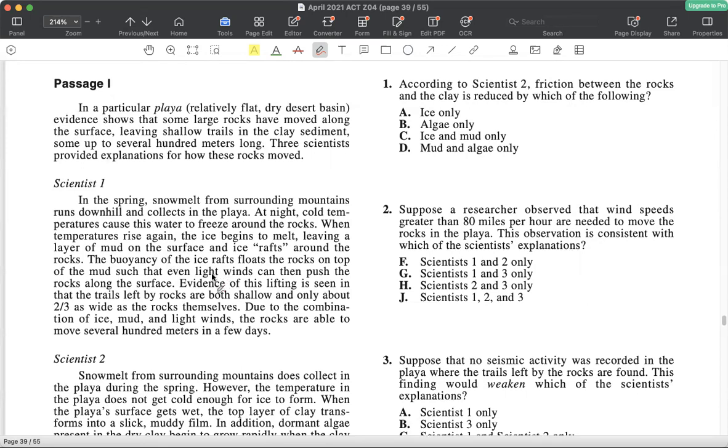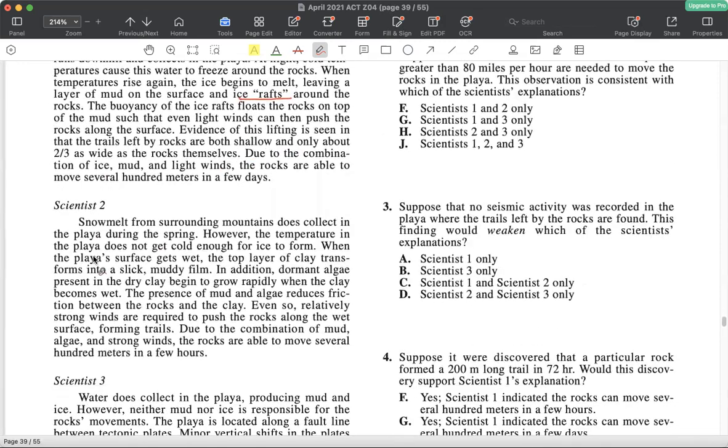Okay, so the first scientist gives the picture of snow melt collecting in the playa, which freezes at night, and when the temperatures rise, it begins to melt and leaves a layer of mud on the surface and ice rafts around the rocks, right? And since the ice rafts are buoyant, they float the rocks on top of the mud such that even light winds can push the rocks along the surface. So it's a combination of all of these factors that results in the rocks moving several hundred meters.